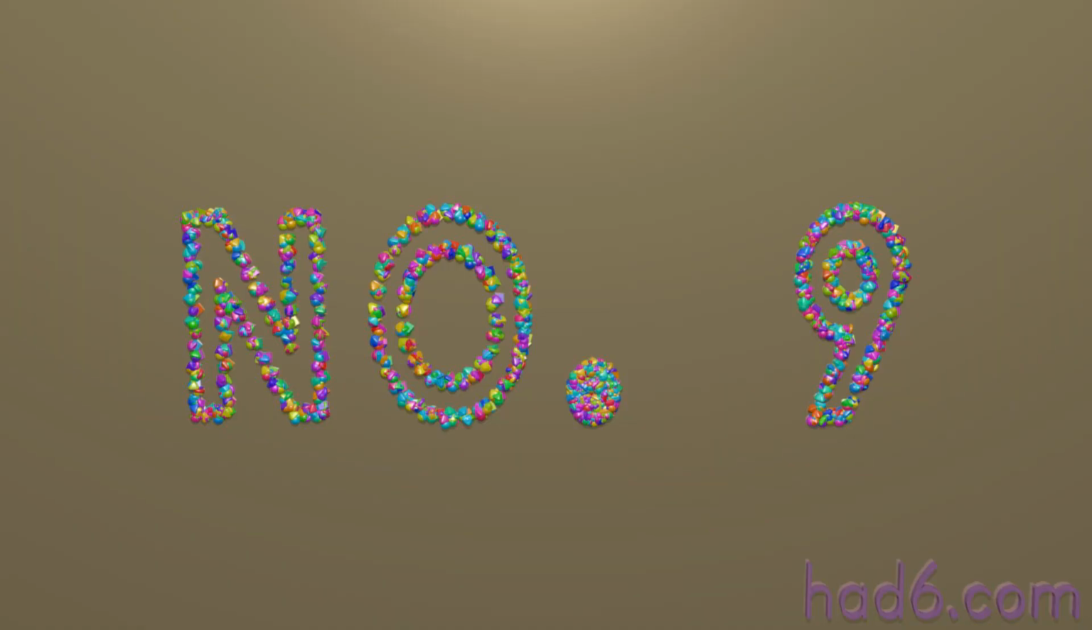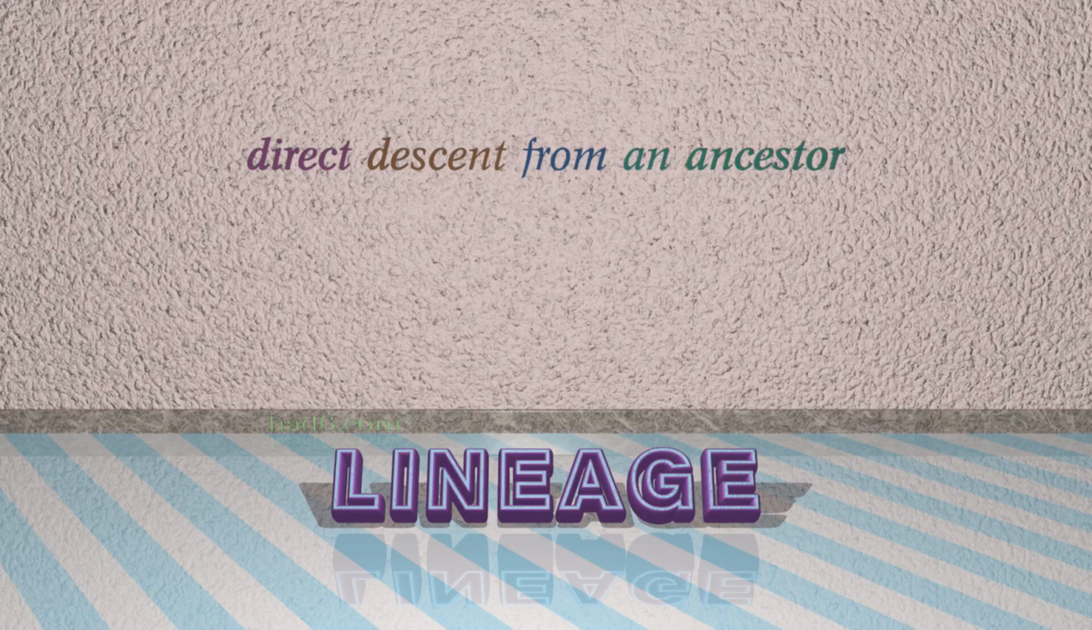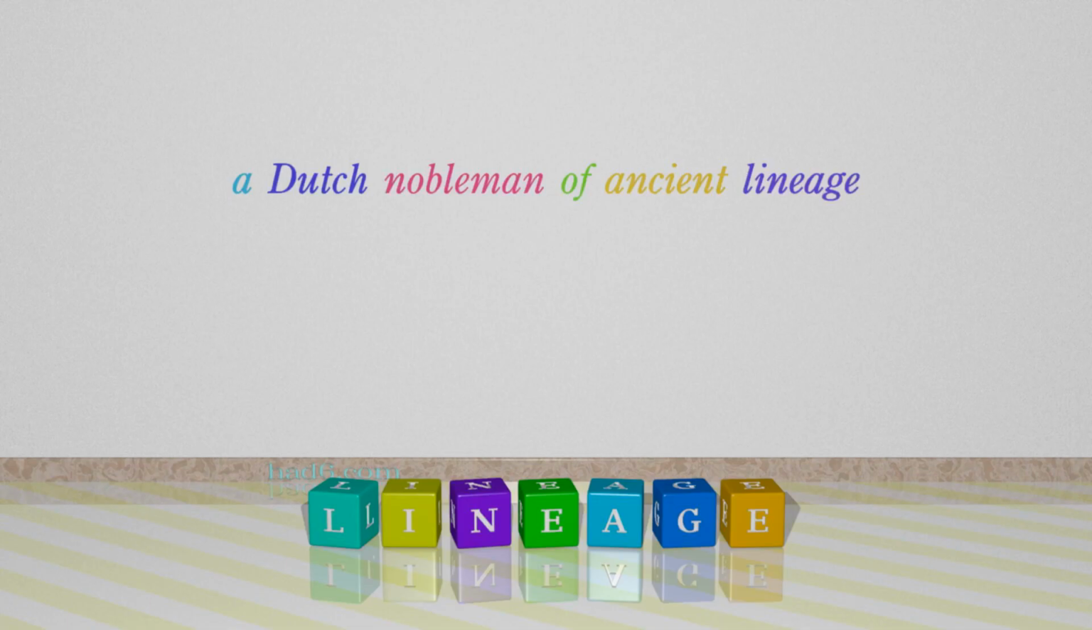Number 9. Lineage. Which means direct descent from an ancestor. For example, a Dutch nobleman of ancient lineage.